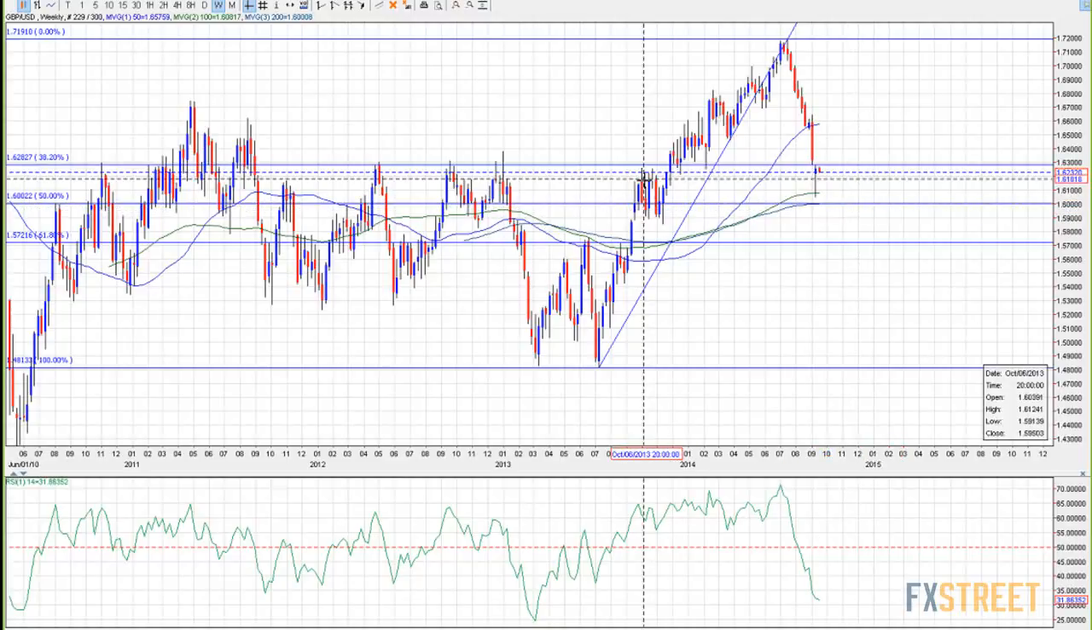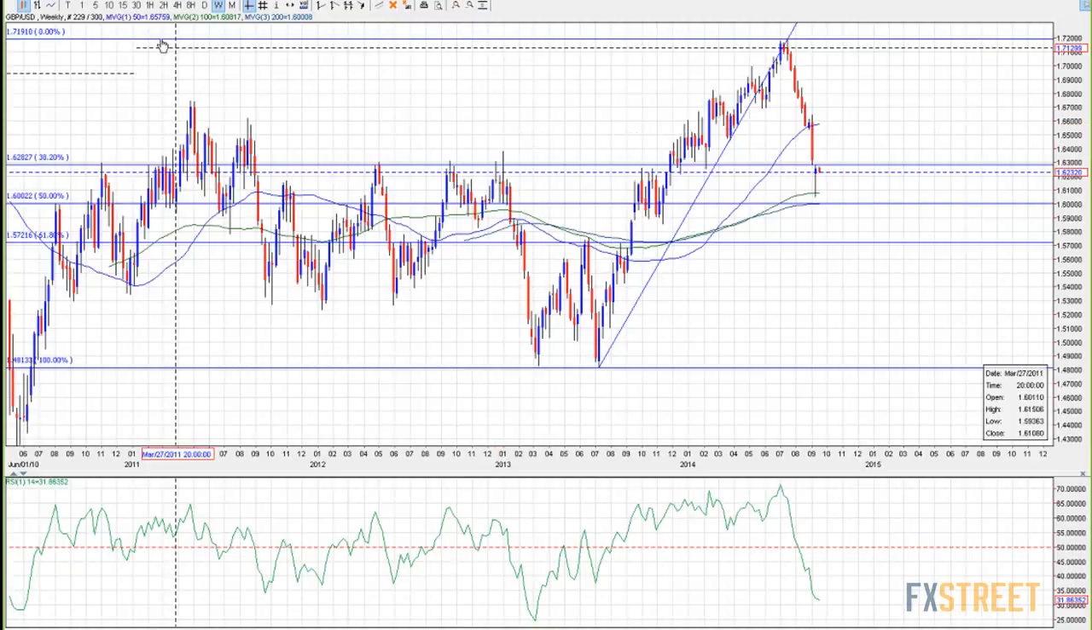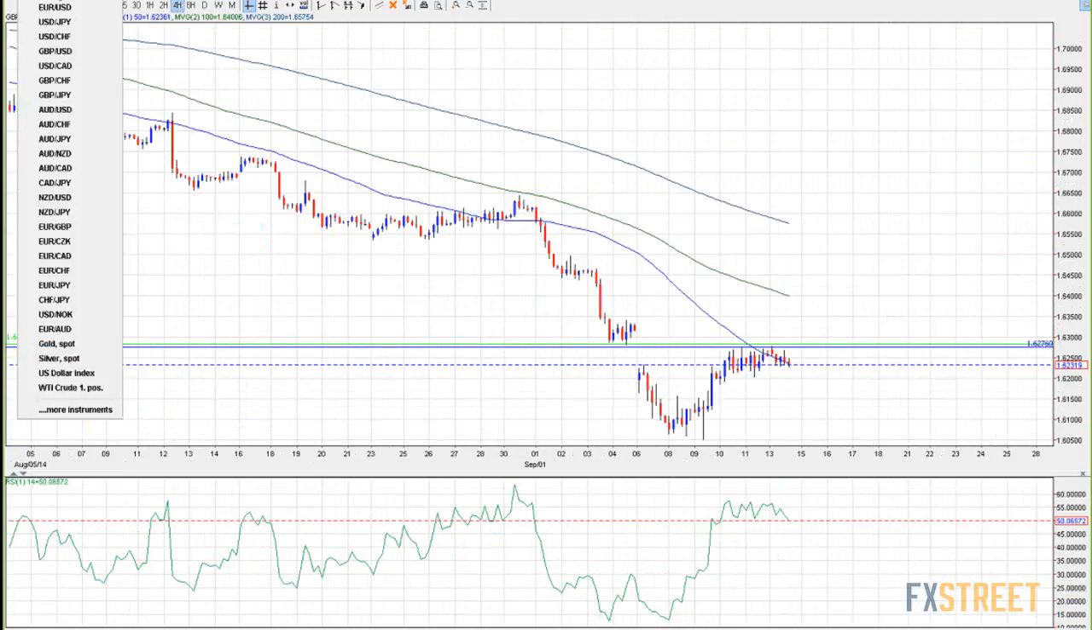Okay, so pound dollar: bearish in the short term, key support coming up.